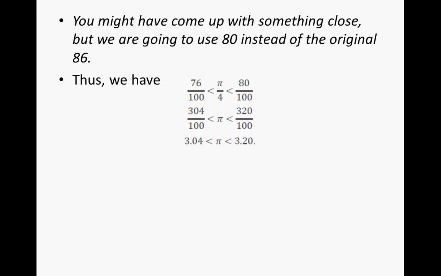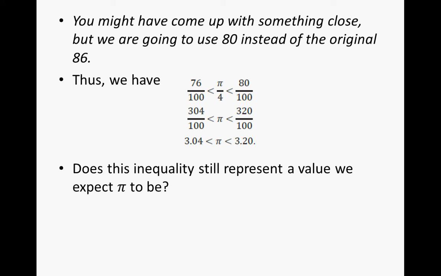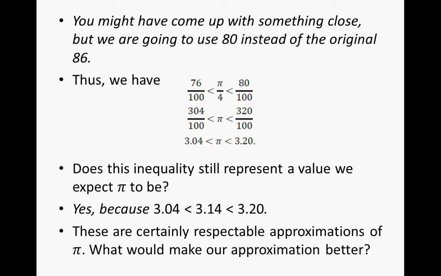So now we have 76 over 100 is less than pi divided by 4 is less than 80 divided by 100. When we multiply by 4 throughout, we get 3 and 4 hundredths is less than pi is less than 3 and 2 tenths, or 20 hundredths. So does this inequality still represent a value we expect pi to be? Well, yes, because 3 and 4 hundredths is less than 3 and 14 hundredths, which is less than 3 and 20 hundredths. So these are certainly respectable approximations of pi.